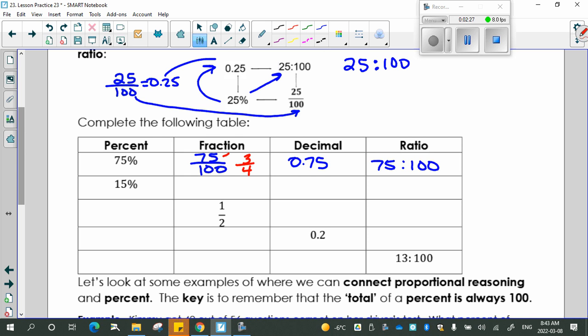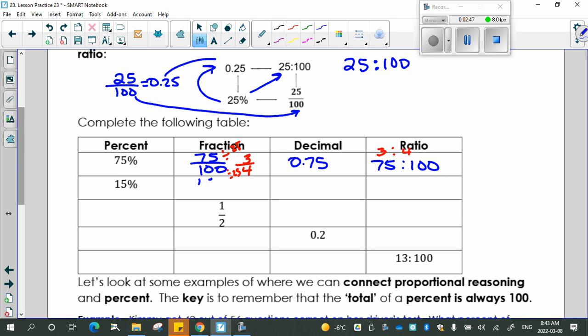If I divided top and bottom by 25, I get an equivalent ratio, which we talked about yesterday. So 3/4 and 75 out of 100 means the same thing. And if I'd done that, I might have wanted to put 3 to 4 here, which would also be fine.